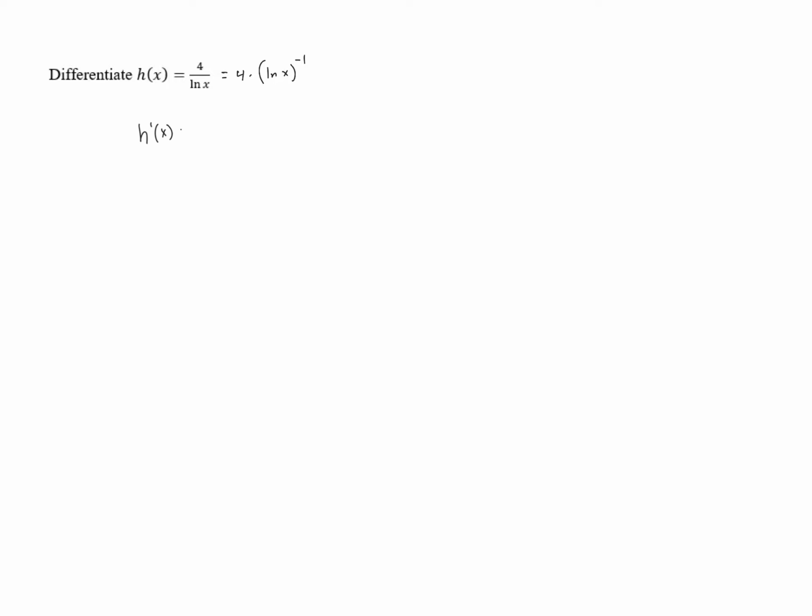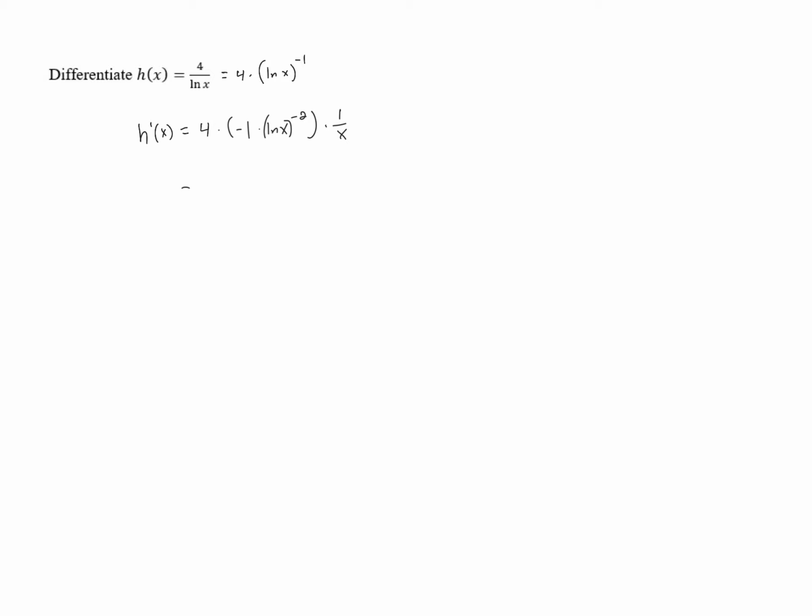So let's take a look at the derivative. H prime of x equals, well, that 4 is just going to stay out front. And then we've got a composition of functions. We've got ln of x to the negative first power. The outer function here is u to the negative first. So the derivative of that is going to be negative 1 times u, which is going to be ln of x to the negative second. And then we have to multiply by the derivative of the inside. The derivative of ln of x is 1 over x.